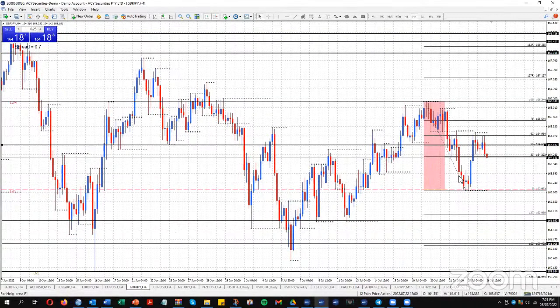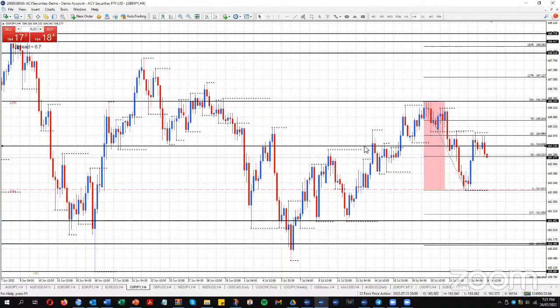Again, I've done the same thing with the weekly candle here. I just don't want to get rid of that line.